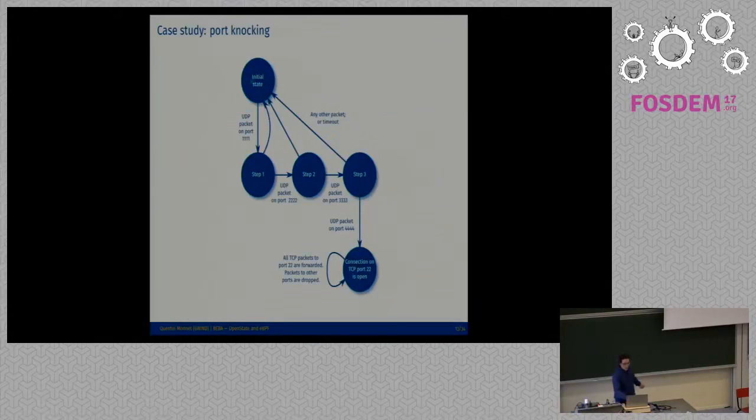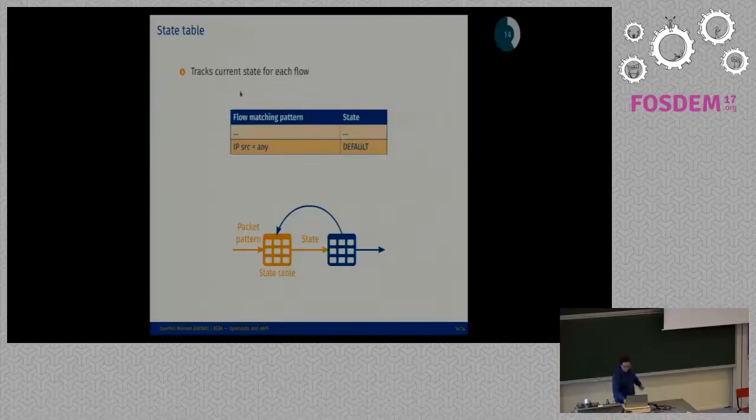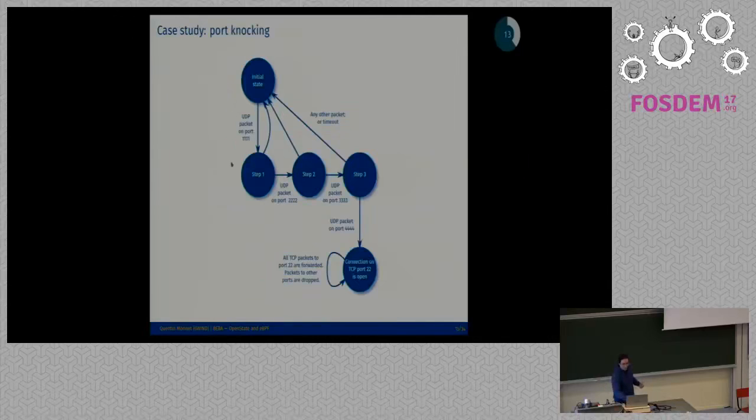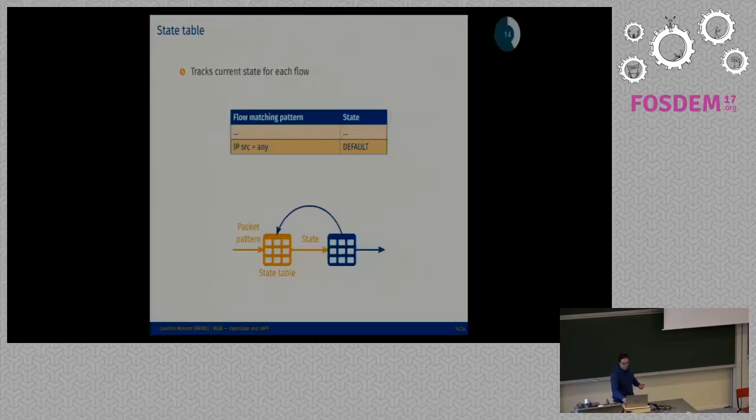We start in the initial state here, when the port is closed. When we receive the first packet of this sequence, we move to state 1, 2, 3, and then we open the port, the SSH port. And if we find a packet in between that's not part of the sequence, we go back to the initial state. So this is the state table for this example.